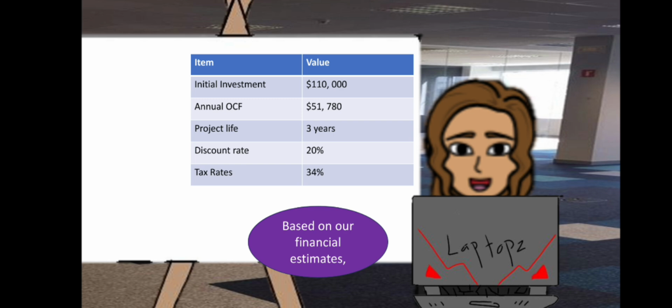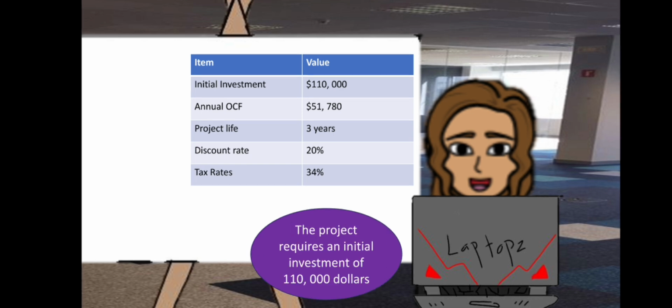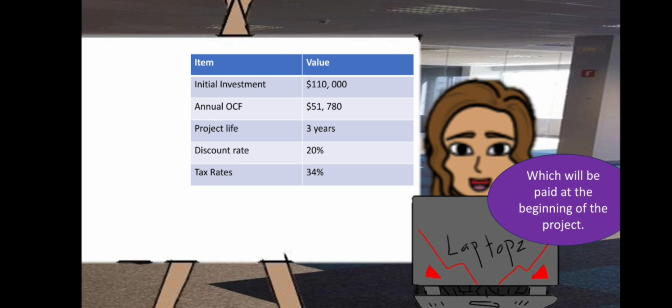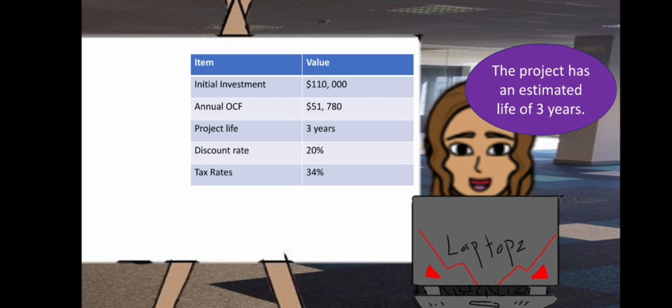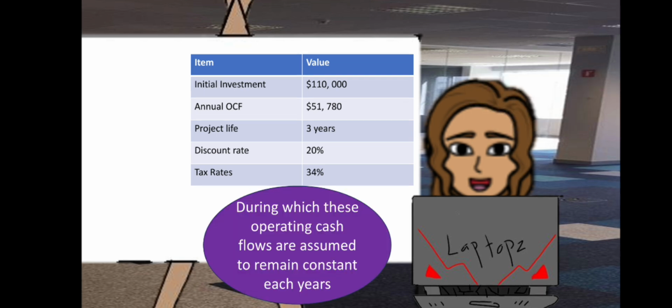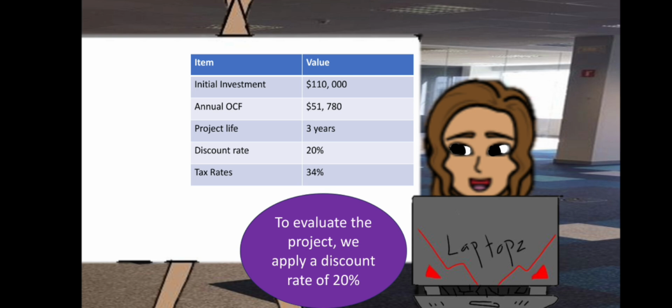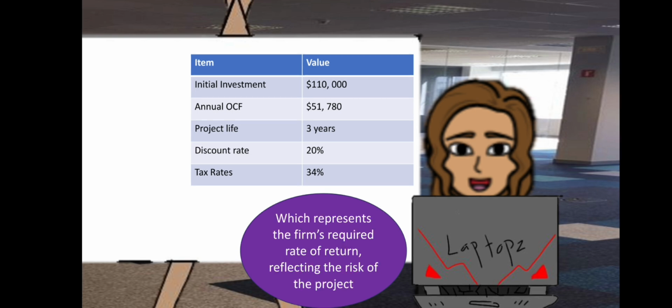Based on our financial estimates, the project requires an initial investment of $110,000, which will be paid at the beginning of the project. Over the life of the project, the machine is expected to generate annual operating cash flow of $51,780. The project has an estimated life of 3 years, during which these operating cash flows are assumed to remain constant each year. To evaluate the project, we apply a discount rate of 20%, which represents the firm's required rate of return, reflecting the risk of the project.